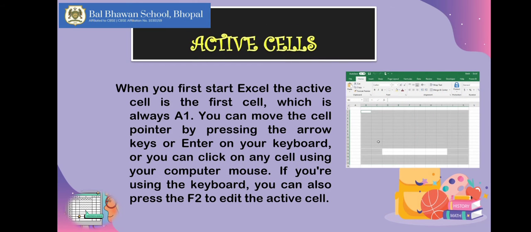Active cells. When you first start Excel, the active cell is the first cell, which is always A1. You can move the cell pointer by pressing the arrow keys or enter on your keyboard, or you can click on any cell using your computer mouse. If you are using the keyboard, you can also press the F2 key to edit the active cell, and you can check the name of your active cell in the name box.